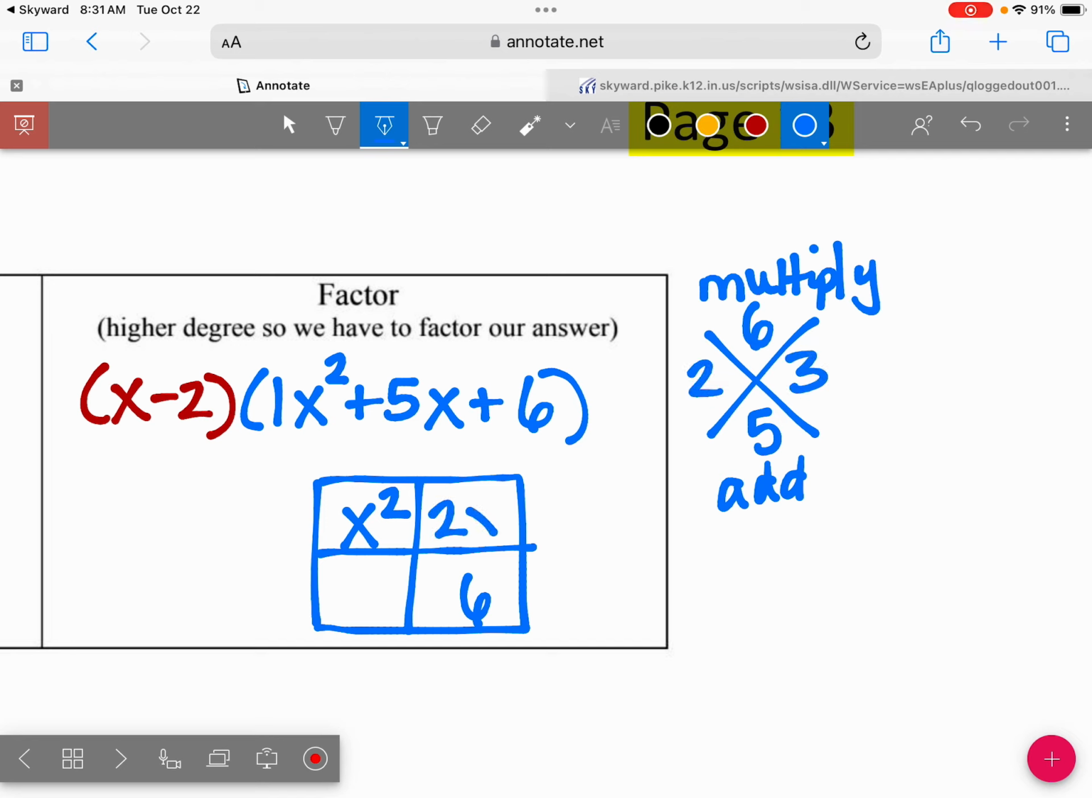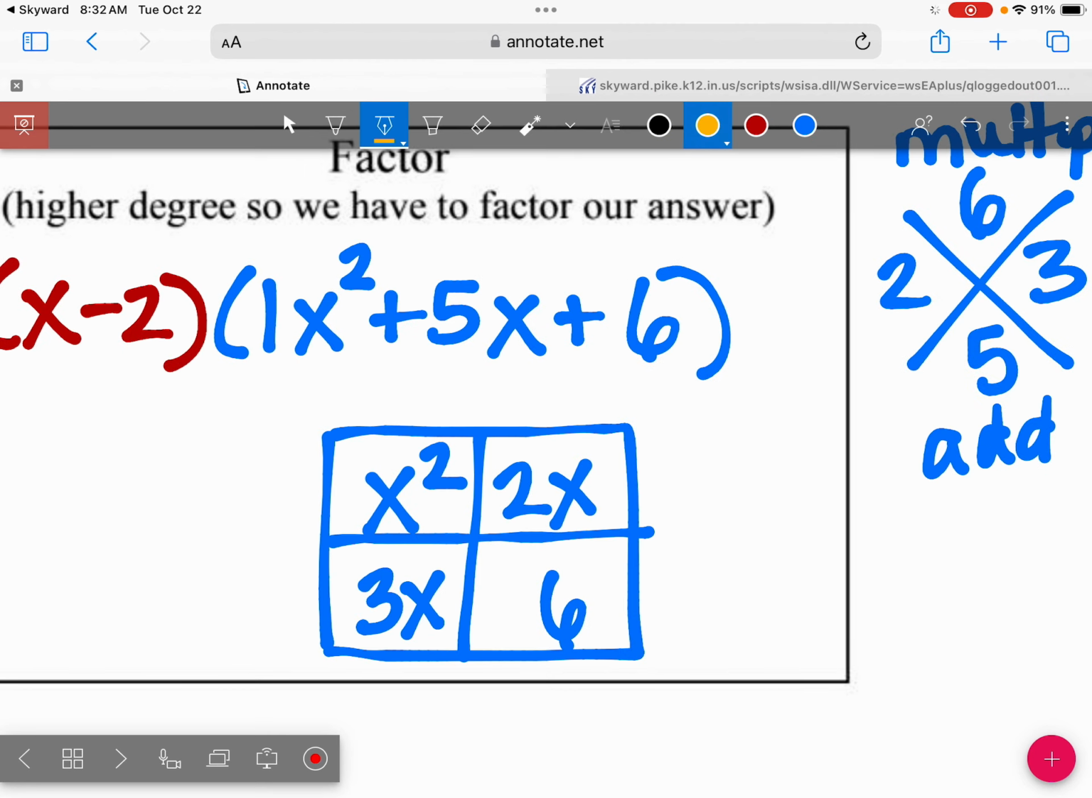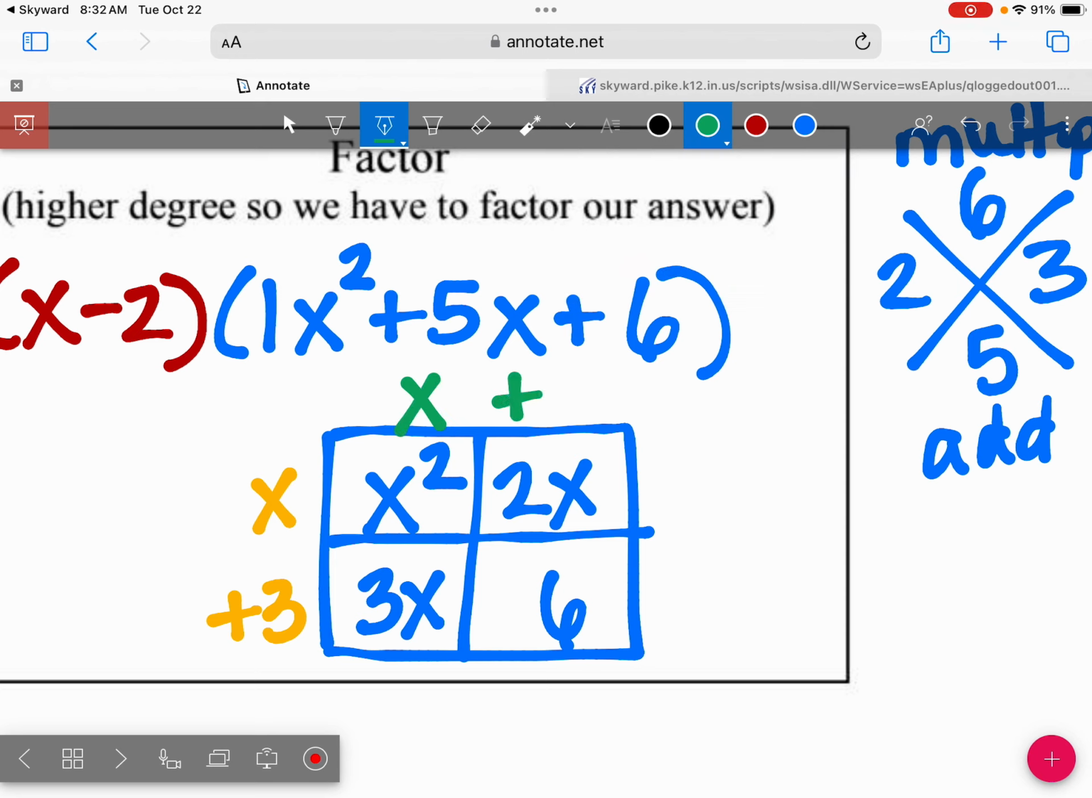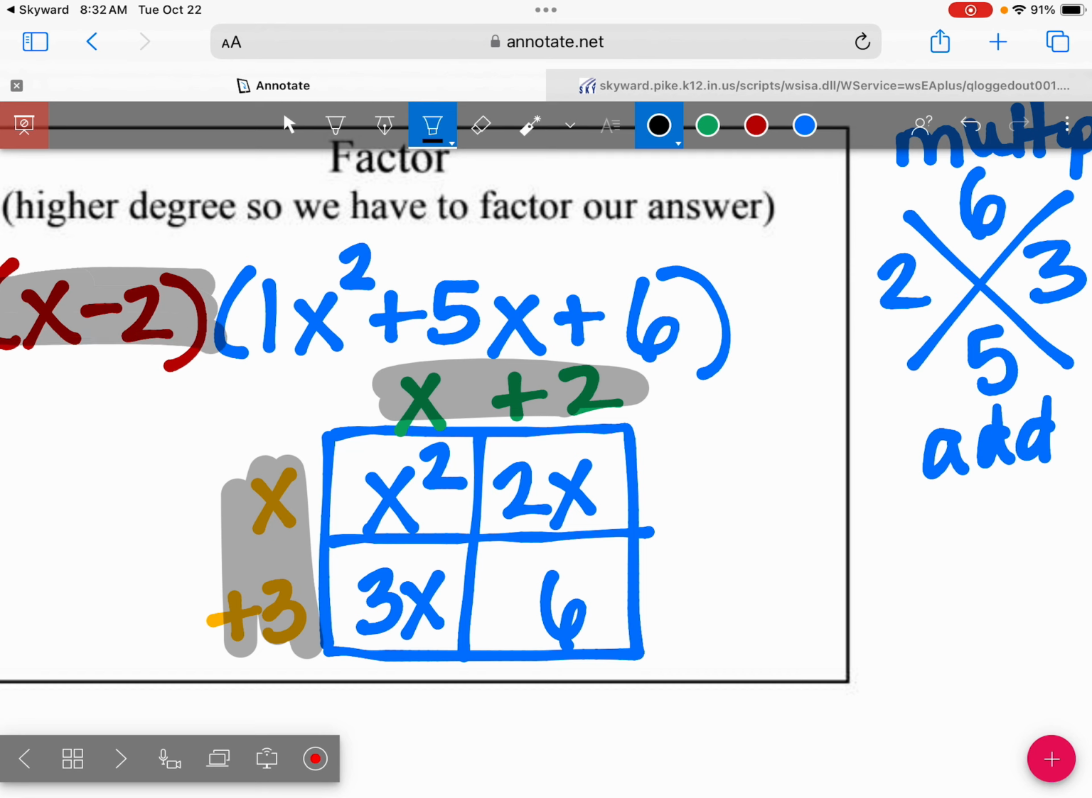So that means I have a 2x and a 3x. So go ahead and factor that down. Take out your GCFs. So when we take out our GCFs here, we have an x and a plus 3. And then here, I have an x and a plus 2. So here are my factors: x plus 3, x plus 2, and x minus 2.